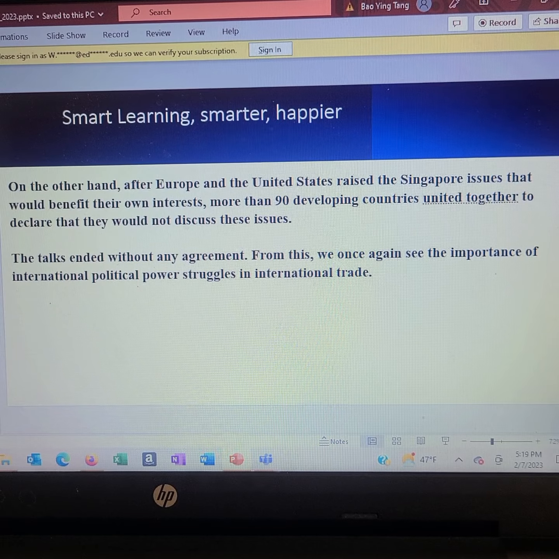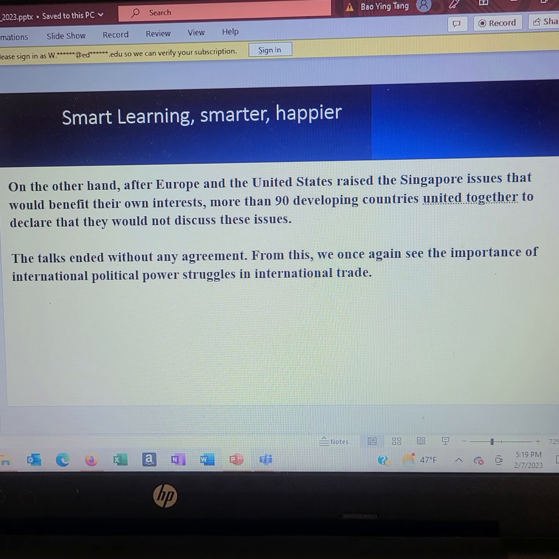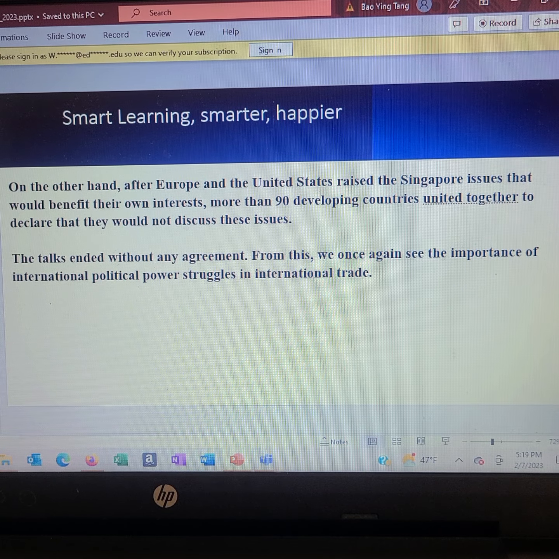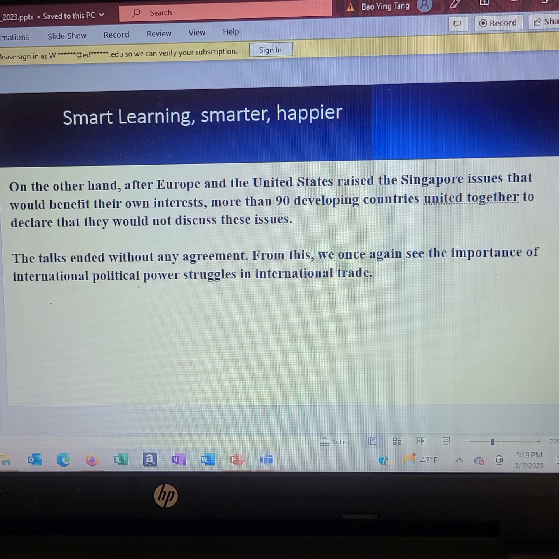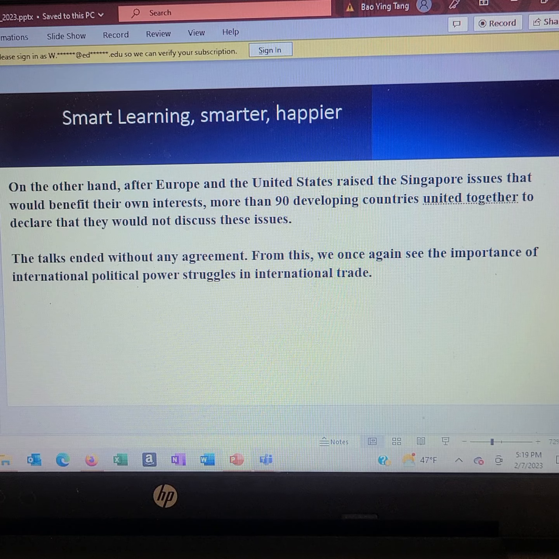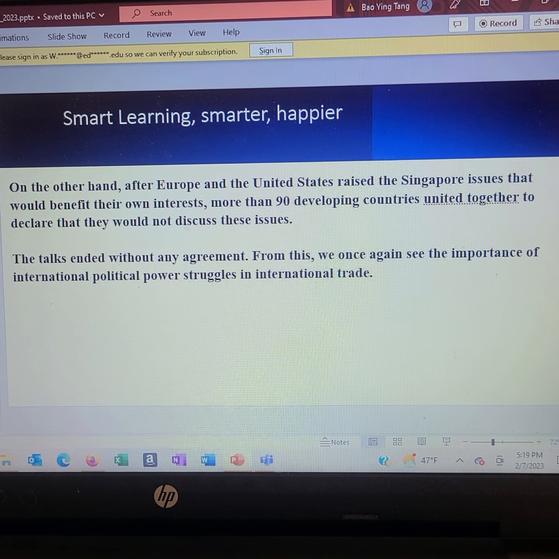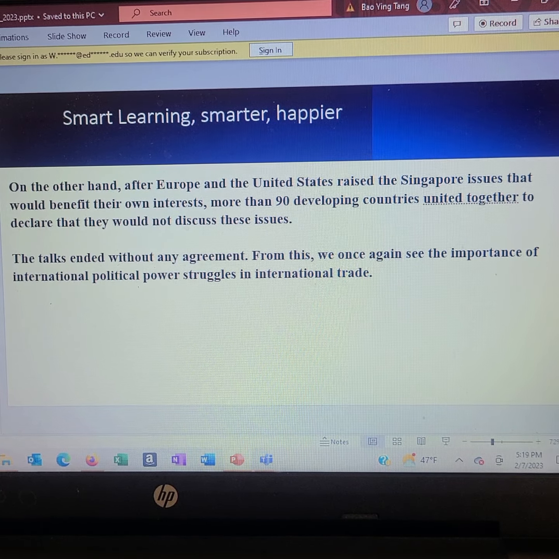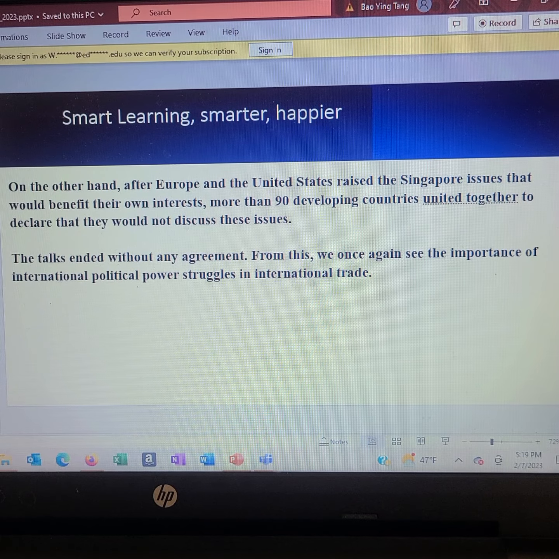On the other hand, after Europe and the United States raised the Singapore issues that would benefit their own interests, more than 90 developing countries united together to declare that they would not discuss these issues. The talks ended without any agreement. From this, we can once again see the importance of international political power struggles in international trade.